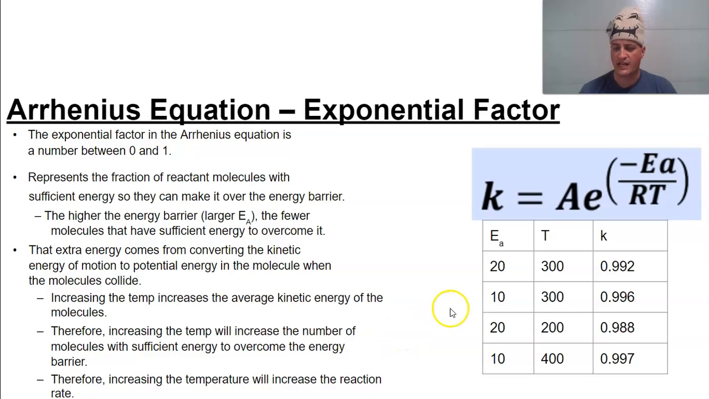So I threw in some numbers. Again, these are just meant to be an idea. If we had a baseline activation energy of 20 and a temperature of 300 Kelvin, with R and A not changing, we get a k of 0.992, since I just said A was 1, when you take e to the negative exponent. If we cut the activation energy in half, you see that this factor goes up. If we decrease the temperature, you see it goes down. If you do both, decreasing the activation energy and increasing the temperature, it goes up to its highest point yet.